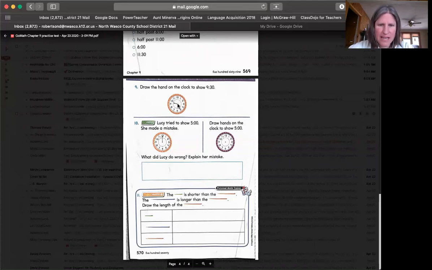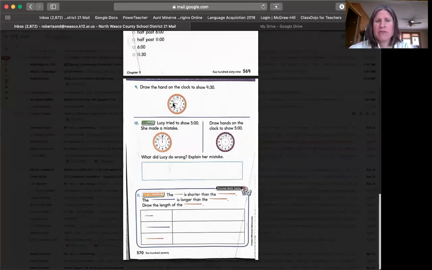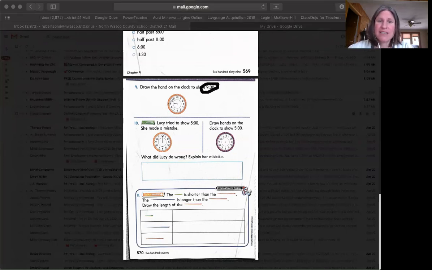Okay, number 9 says draw the hand on the clock to show 9:30. Okay, I need my drawing tools. Okay, draw the hand on the clock to show 9:30. So we already have one hand on here. That looks like the short hand or the hour hand. They want us to show 9:30. So the hour hand is in between the 9 and the 10. So it's after 9 o'clock, but it's before 10 o'clock. So it's 9:30. So the minute hand is going to point down. Whoa, that's a really thick line and wavy, right to the 6. So if you were going to start from the top and count down by 5s, 5, 10, 15, 20, 25, and 30 for 9:30.